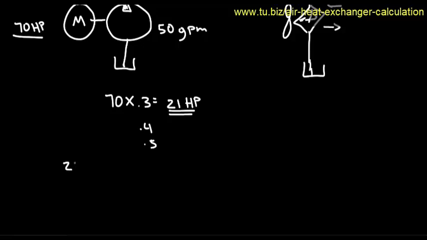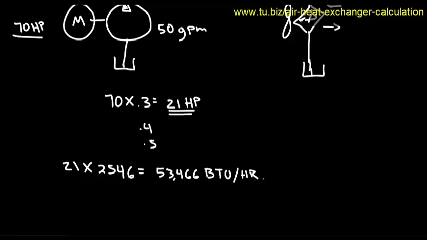So I say 21 times 2546 equals 53466 BTU an hour.